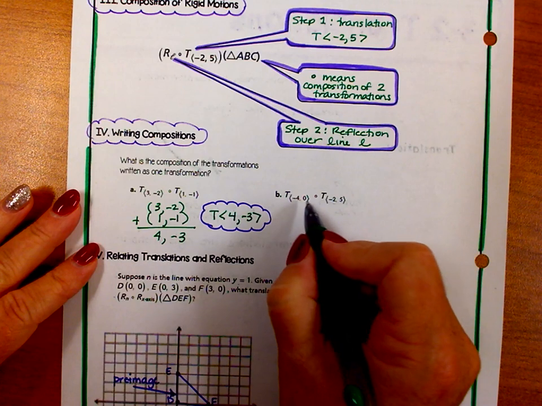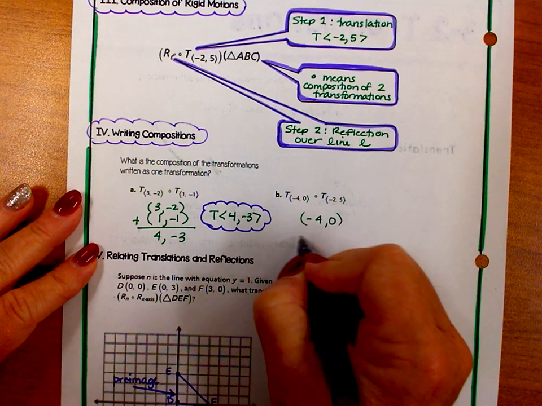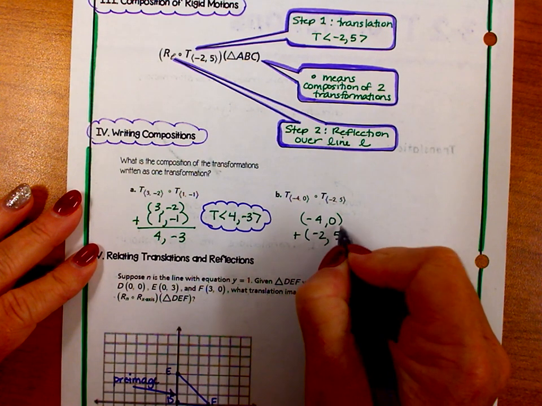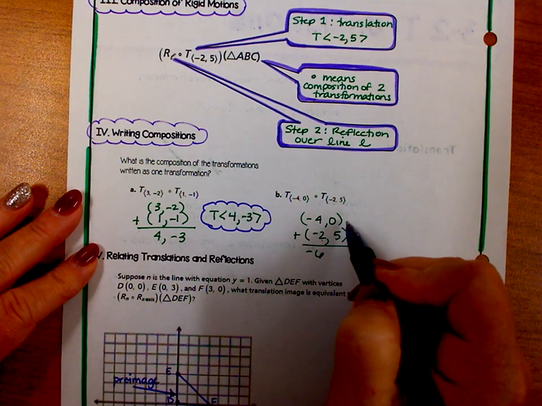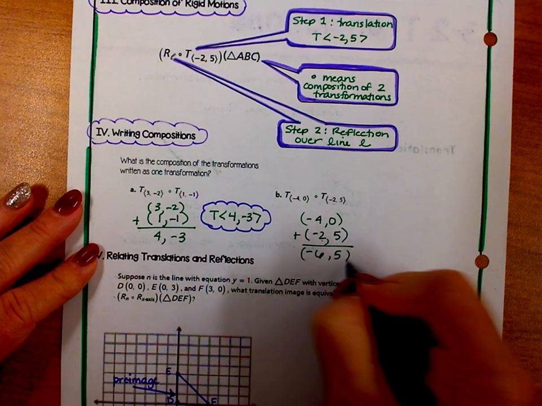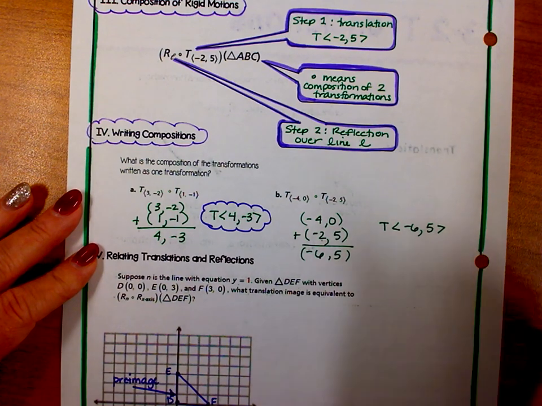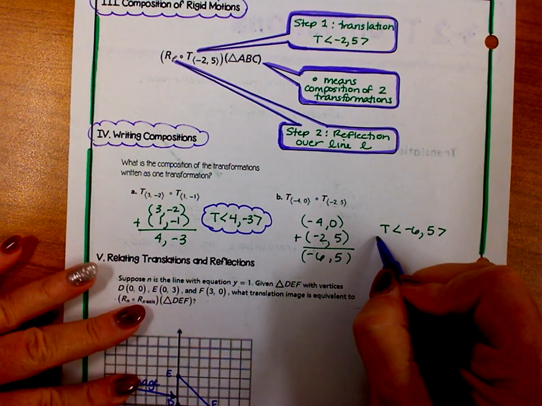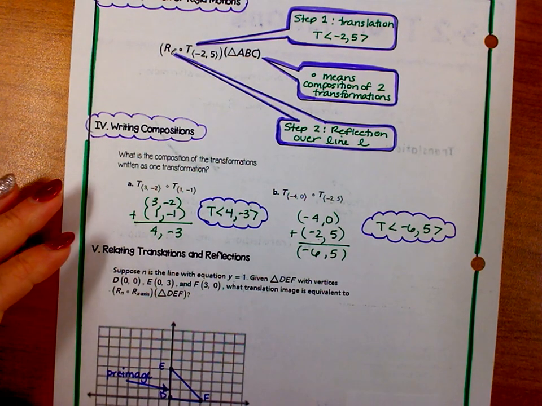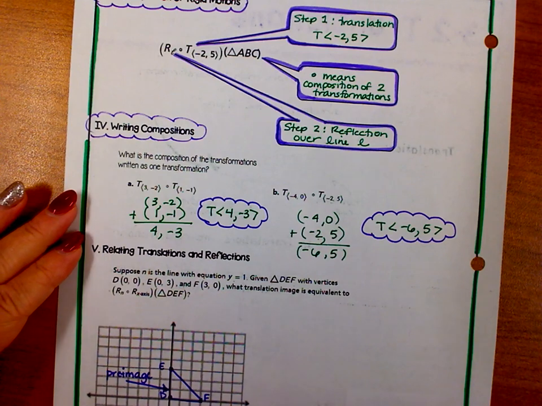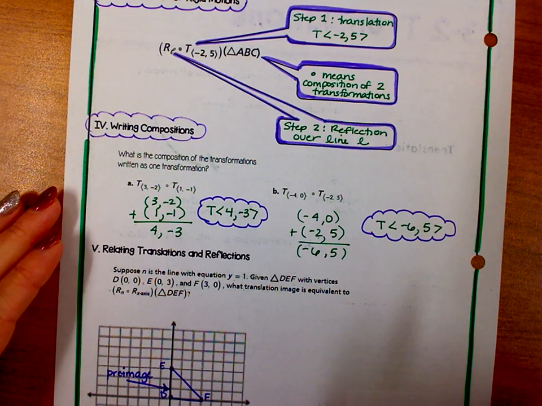Let's try that again. With these two translations, we can say -4, 0 plus -2, 5. Add these two together. -4 plus -2 is -6. 0 plus 5 is 5. And we're going to end up with a translation of -6, 5. It's probably easier to add those together and do one translation instead of two, so combining them like that is probably going to save you some time.